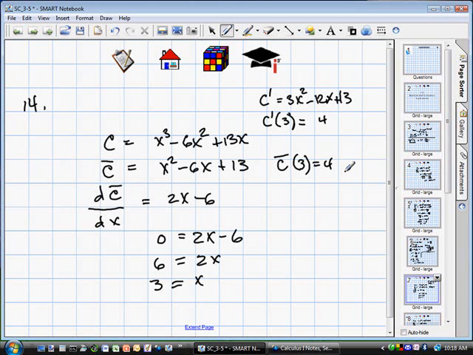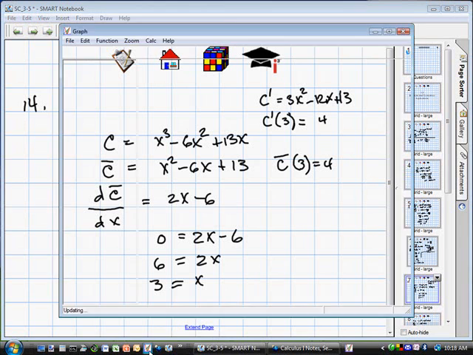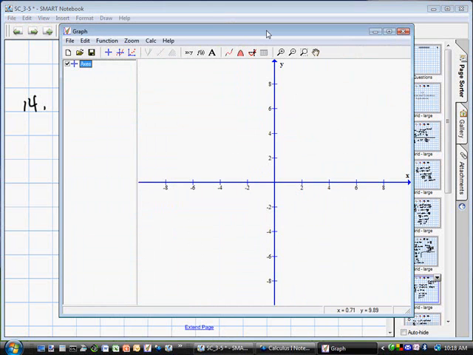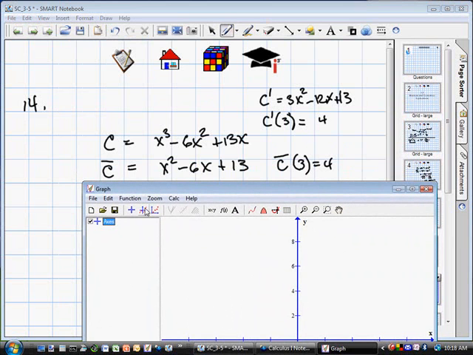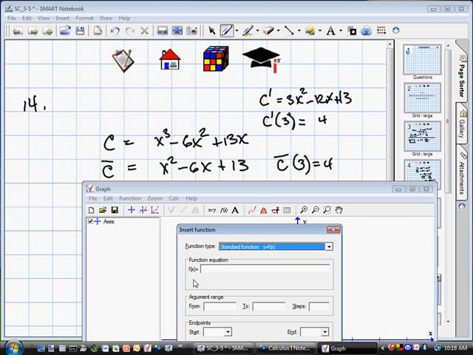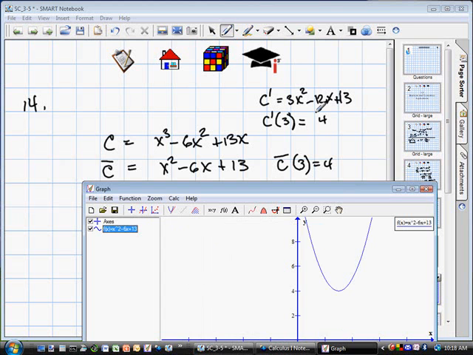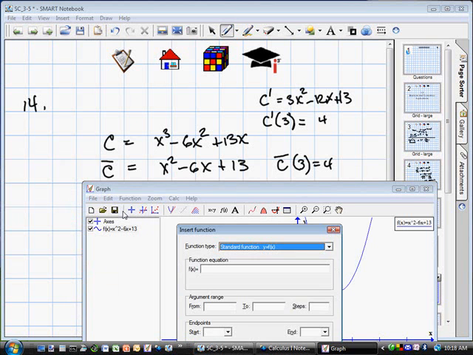Well, okay. Let me just quickly do that. So make sure I can see what's going on here. The average cost is x squared minus 6x plus 13. And then I'm going to also plot C prime. And that is 3x squared minus 12x plus 13.